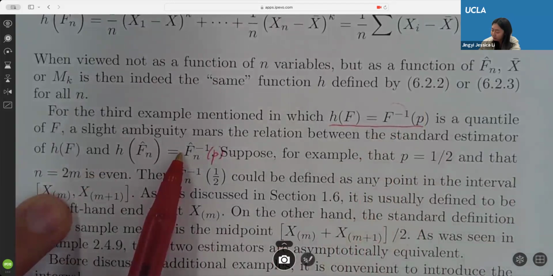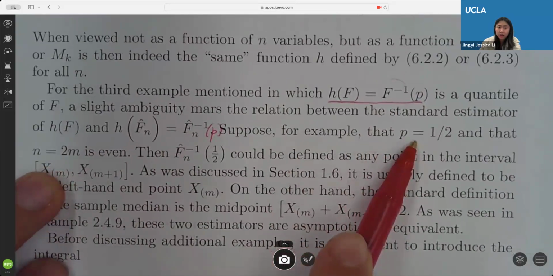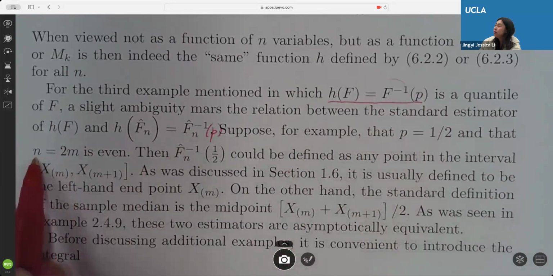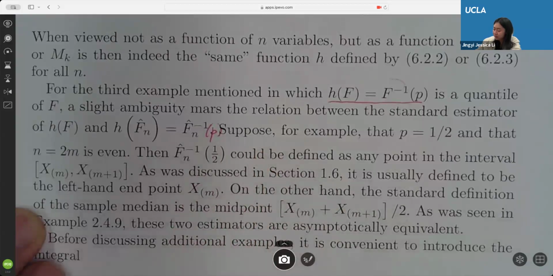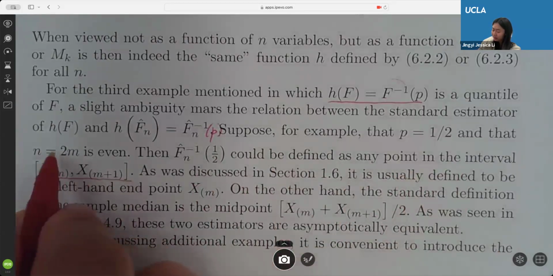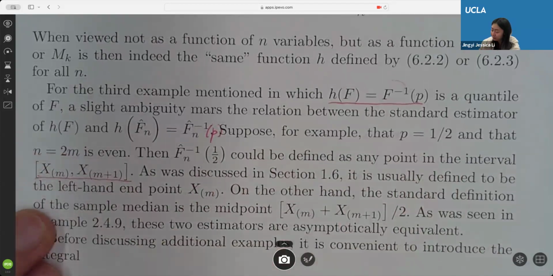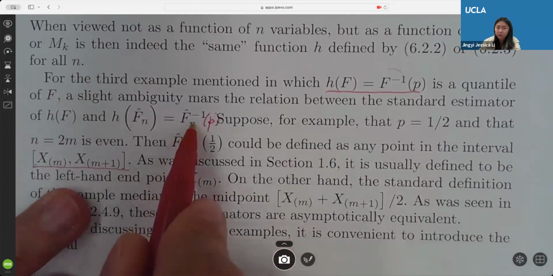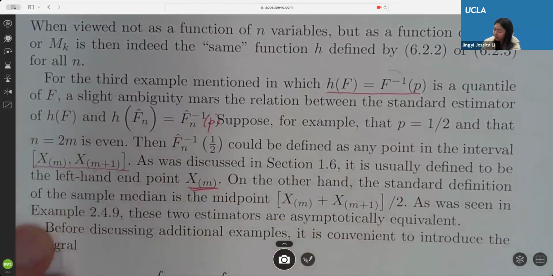Population median, sample median. Okay, but here we're talking about a specific case where you have a median, but your sample size is even. When it's even, there's no single value in your x1 to xn that can be picked as the median. Remember that, right? Because you have two things in the middle. So this can be defined as any point in this interval, right? So we divide n by 2, we call that m. It can be anywhere between xm and xm plus 1. They are both the median. But as we defined this inverse in our previous lecture, we defined it to be the minimum, the lower bound of this interval, and that is xm.